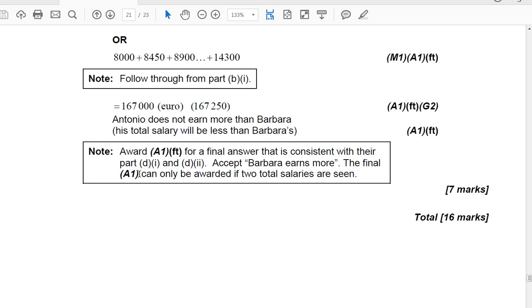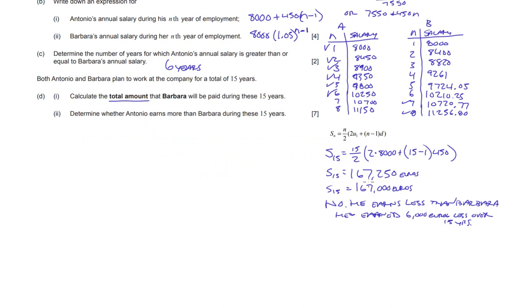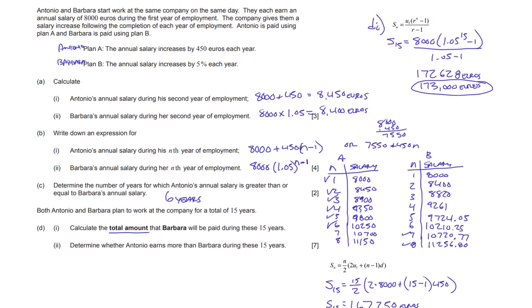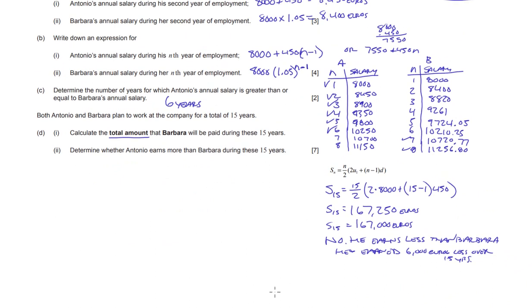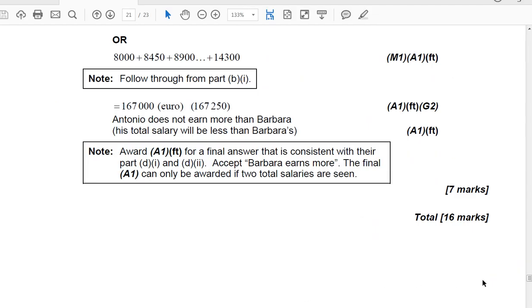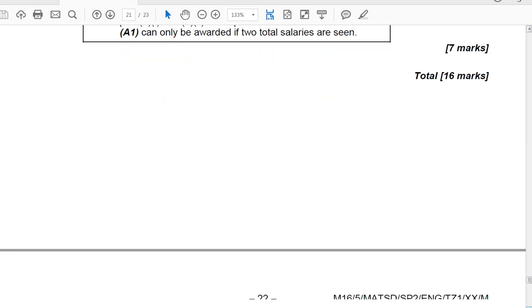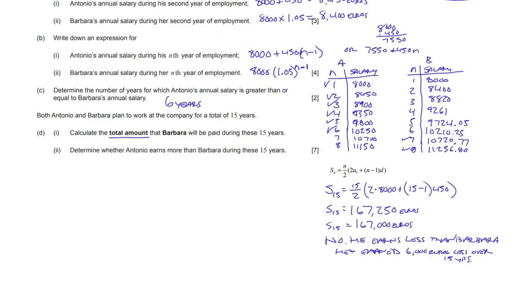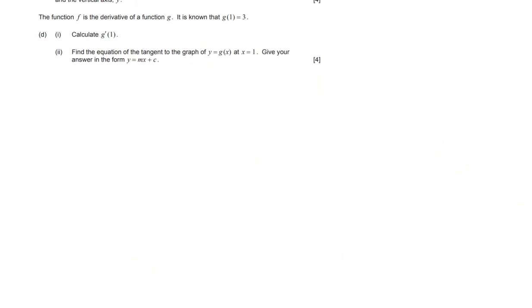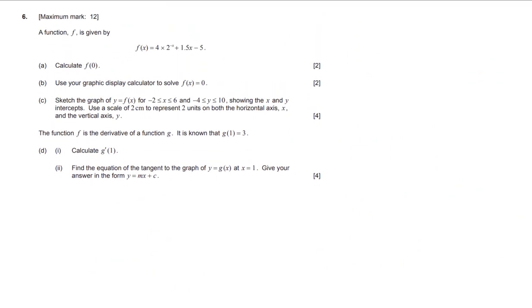And then the final A1 can only be awarded if 2 salaries are seen. So thankfully on this we showed both salaries, right? We had the 167,000 euros and the 173,000 euros. So we showed both of those. So we should be good on all those points there. All right, and I think that takes us to the last one. It does. Okay, let's look at the last one, and away we go.